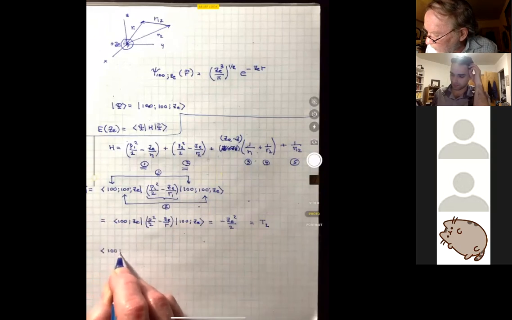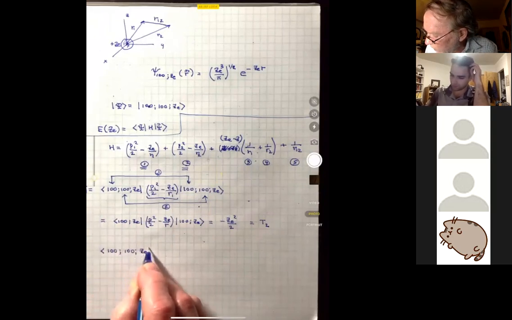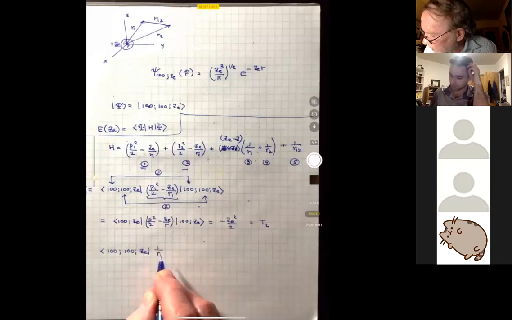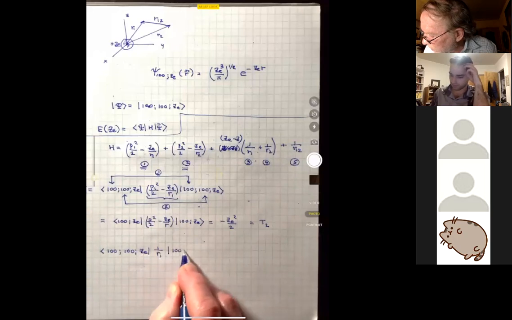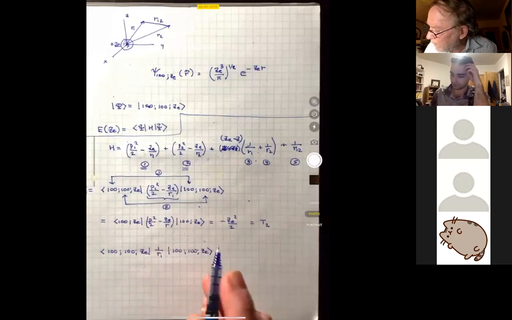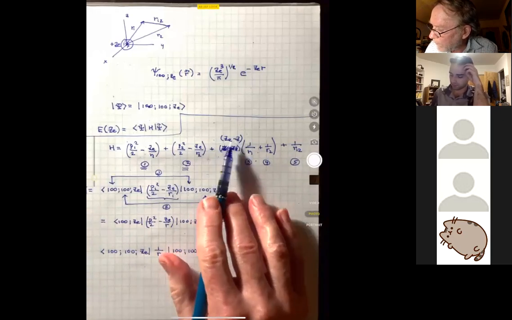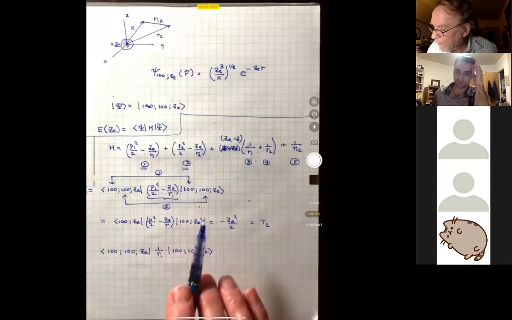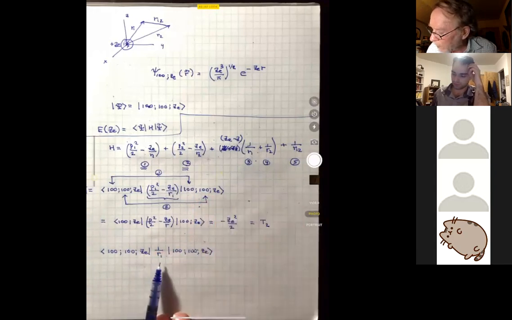So I have the two-particle bra-ket, 1, 0, 0, 1, 0, 0. And then let's take 1 over R1 here, like this. And then 1, 0, 0, 1, 0, 0, semicolon Z effective, like so. I'm omitting the Z_E minus Z factor here. I'll bring that back in a minute. Let's just look at the 1 over R1 up here. That's the operator in the middle.